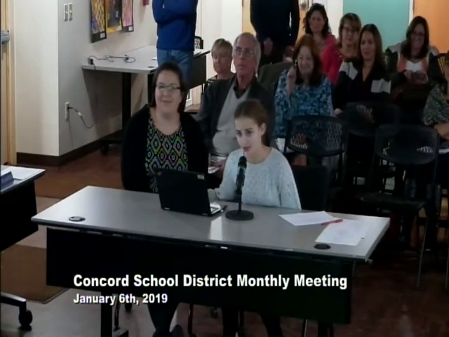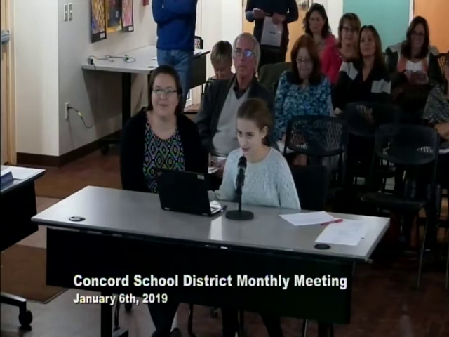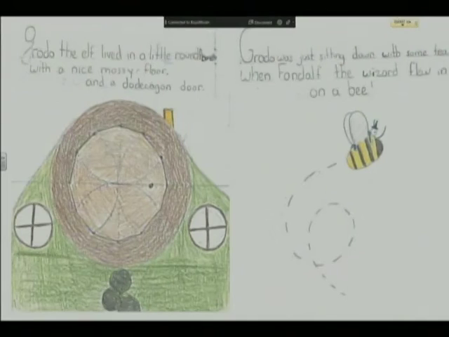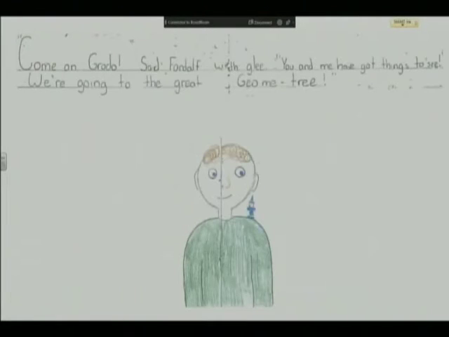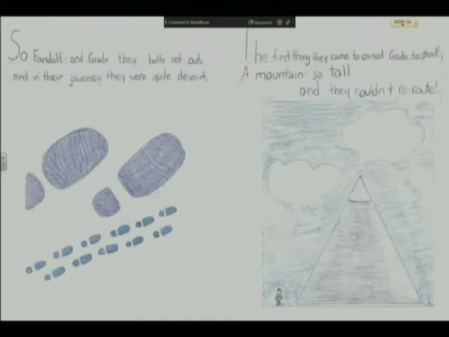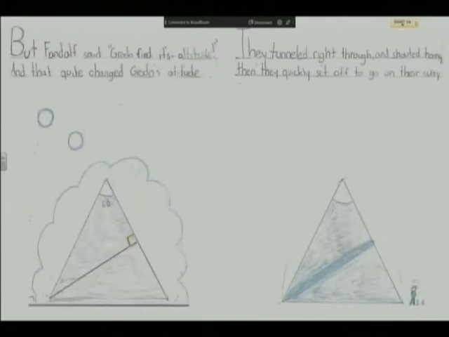Grotto the elf lived in a round little house with a nice mossy floor and a dodecagon door. Grotto was just sitting down with some tea when Fandolf the wizard flew in on a bee. "Come on, Grotto," said Fandolf with glee. "You and me have got things to see. We're going to the great geometry." So Fandolf and Grotto, they both set out, and in their journey they were quite devout. The first thing they came to caused Grotto to shout, "A mountain so tall, and they couldn't reroute."